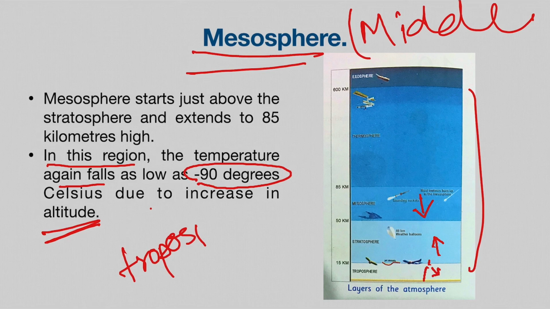The mesosphere starts just above the stratosphere. This is the stratosphere, above it is the mesosphere, right? And it extends to 85 kilometers high. That means the size of the mesosphere is 85 kilometers.